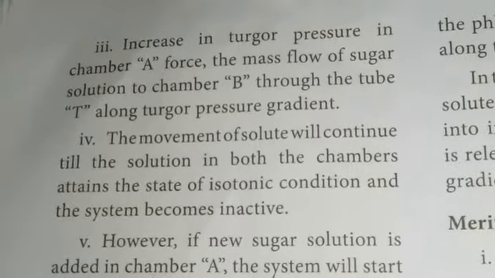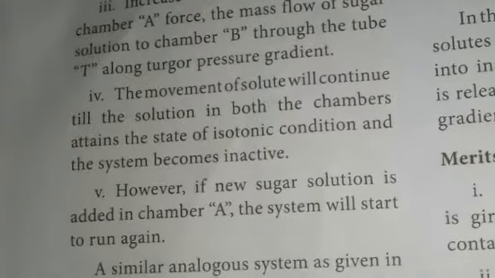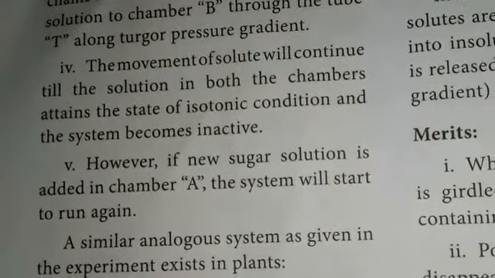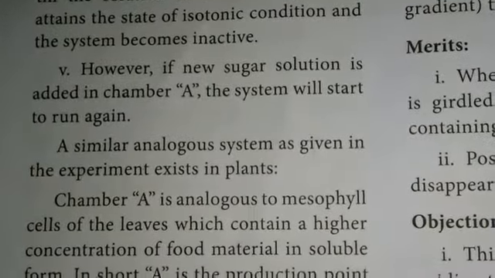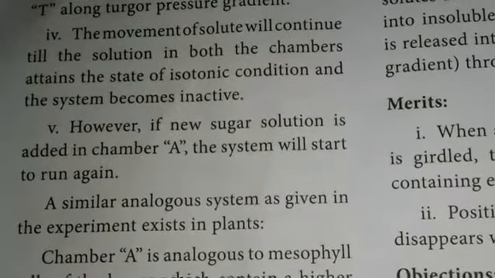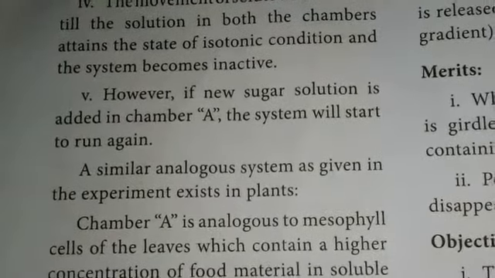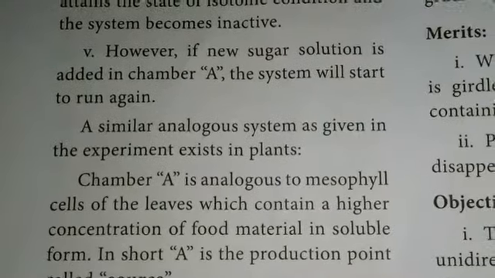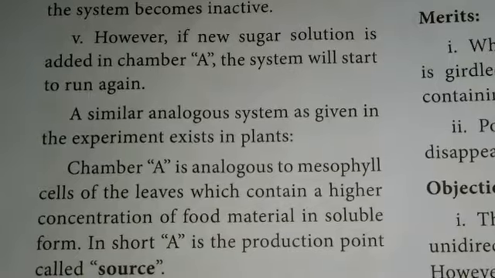The movement of solute food material will continue until the solutions in both chambers, A and B, attain an isotonic condition and the system becomes inactive. So if chambers A and B attain isotonic condition, the movement of water stops. However, if new sugar solution is added to chamber A, the system will once again start the same process.